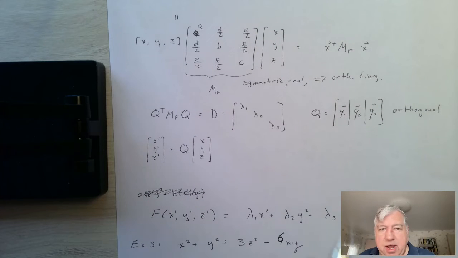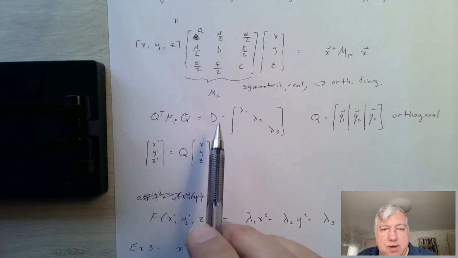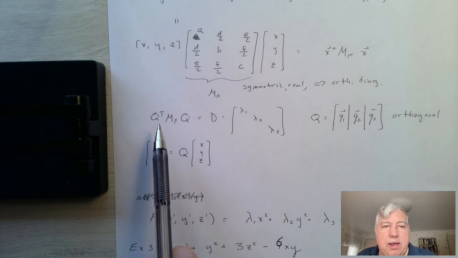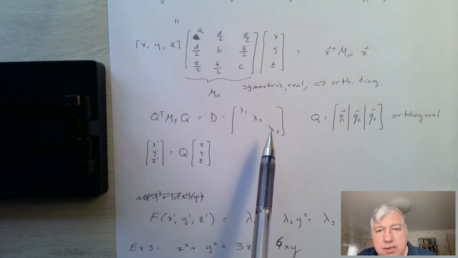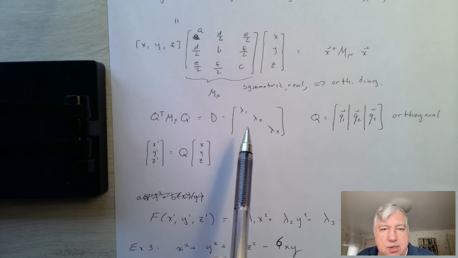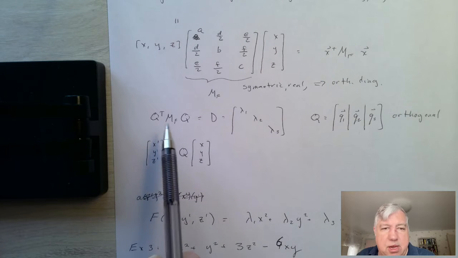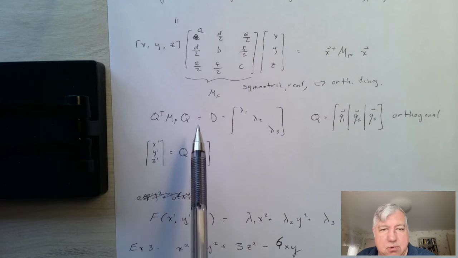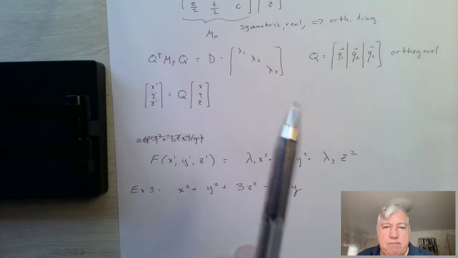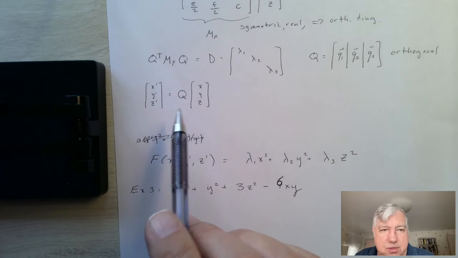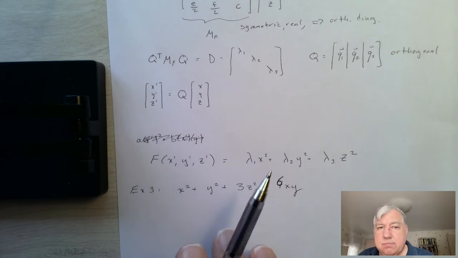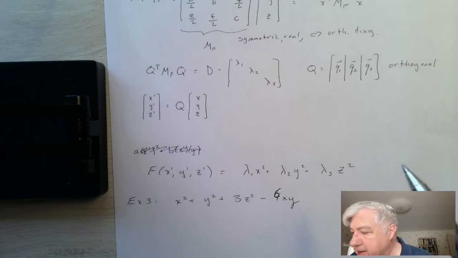So once again, we can find an orthogonal matrix Q and a diagonal matrix D. Only in this case, these are 3 by 3 matrices, such that Q^T M_f Q is equal to D. And once again we can make a change of variables. In this case, x', y', z' will be Q times x, y, z.